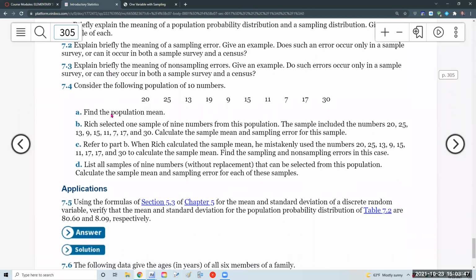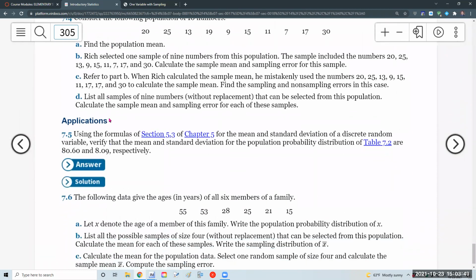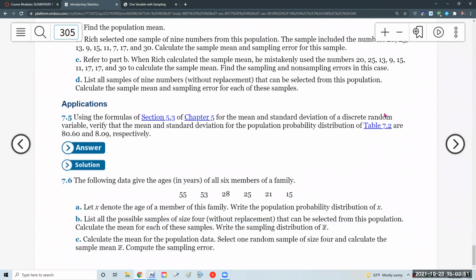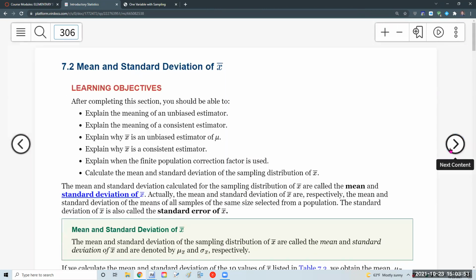And they just ask you some questions about the terms that were presented there. So what I'd like to do is now come back and talk about the sampling distribution of X bar and also its properties. The first properties we want to talk about are the mean and the standard deviation of X bar.